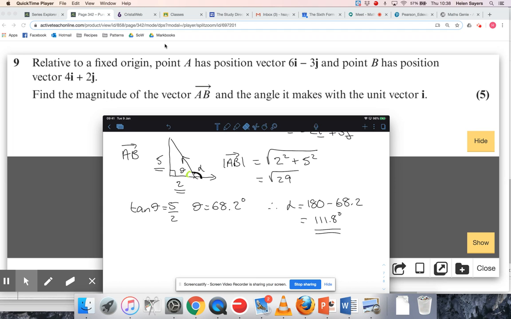With the unit vector i. So that, let's do that. Let's go right in again. Okay. So that's the unit vector i is the horizontal vector going off to the right. So that's the angle they wanted.